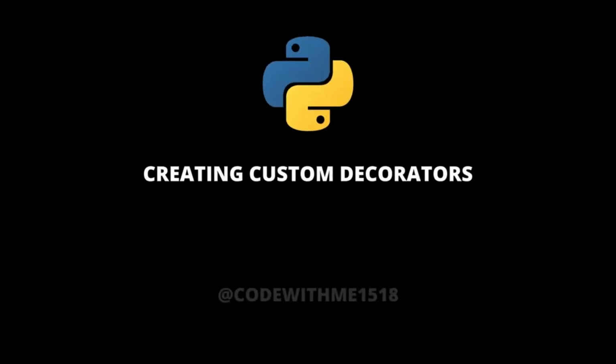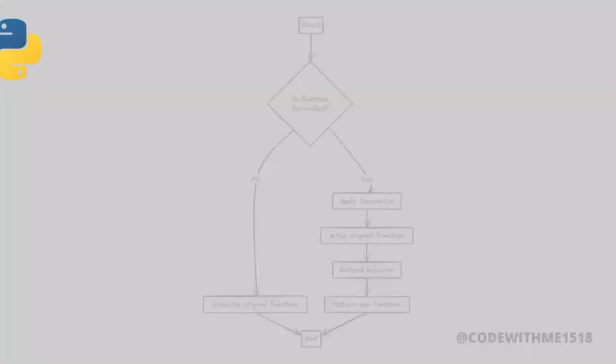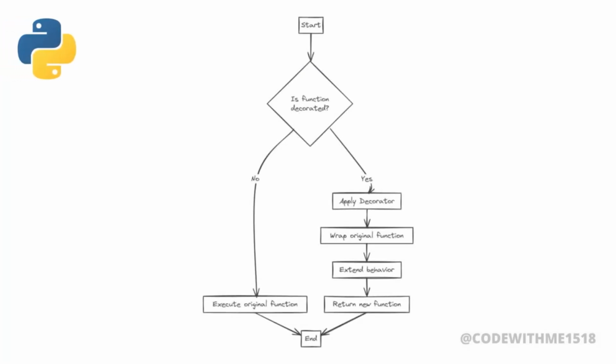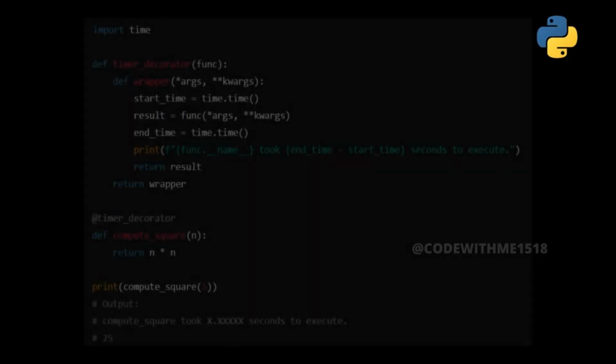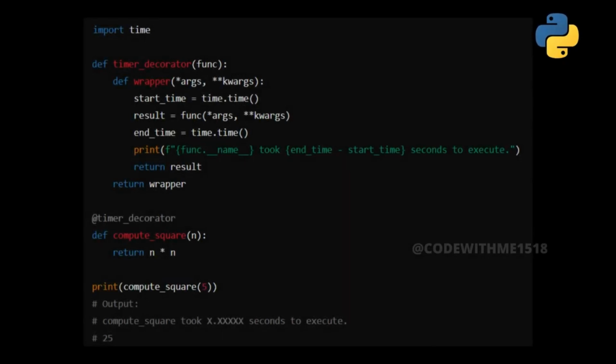Now, let's create our own custom decorators. This will help you understand how decorators can be tailored to fit your needs. Here's an example of a custom decorator that logs the execution time of a function. In this example, the timer_decorator calculates the execution time of the compute_square function. The *args and **kwargs allow the wrapper to accept any arguments passed to the decorated function.